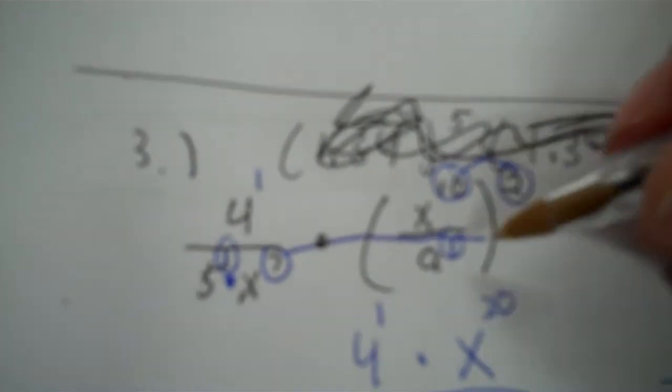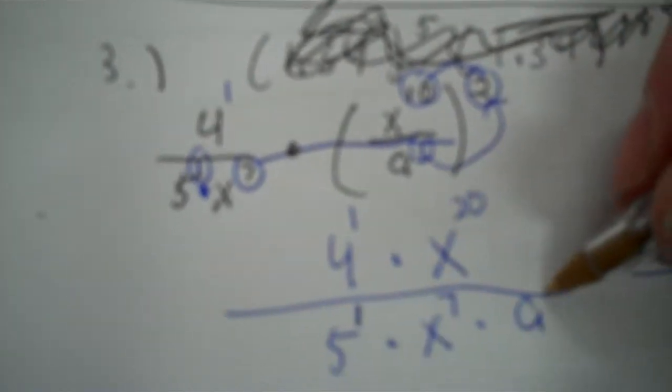So 4 is to the first on top, no parentheses. The x we take 10 times 2, that's 20. Now the 5 on bottom's to the 1, no multiplying because it's not in parentheses. And then the x on bottom's to the 7. And this a is to the first, but since it's inside the quantity, the parentheses, we take 1 times 2, which is 2. Now, I have an x on top and an x on bottom, so we subtract 7 from 20, and I end up with x to the 13th power.